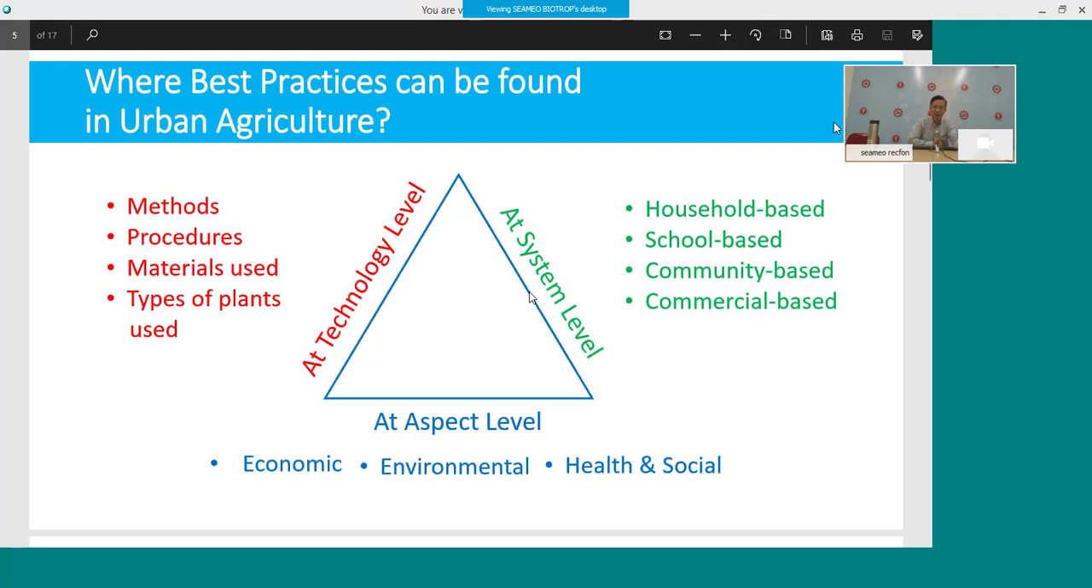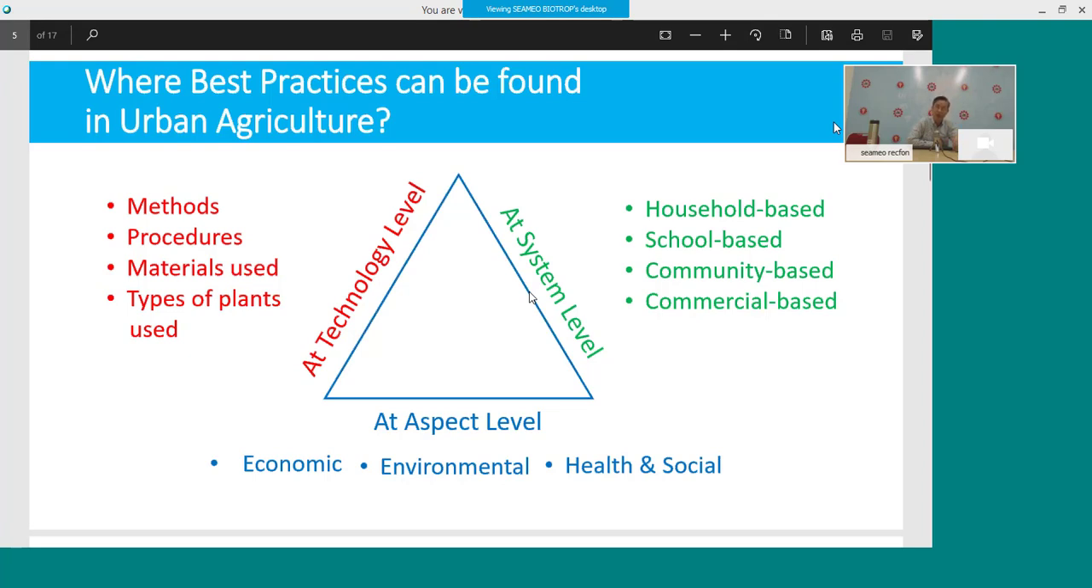Okay. When we talk about technology level, we are talking about best practice in terms of the methods that we use, in terms of the procedures that we follow, or the materials that we use, and the types of plants that we use. So this is more on the technology. So like if you use hydroponic, then it's about the method and the procedure and the materials. But if you plant directly in the soil, then it's another technique. It's a technology.